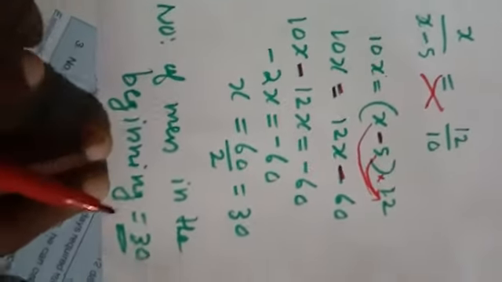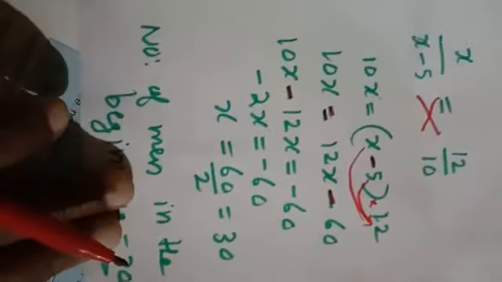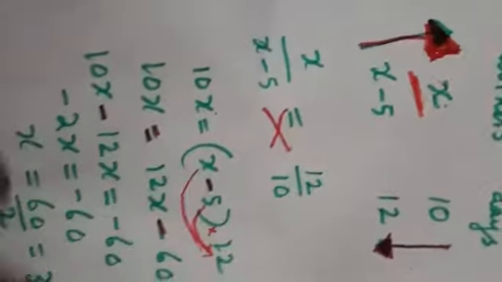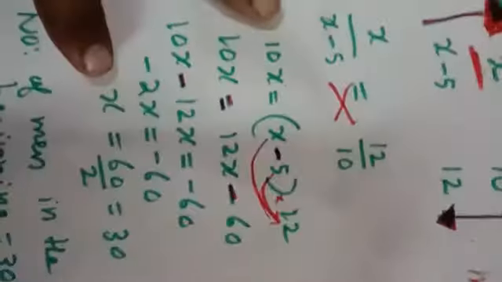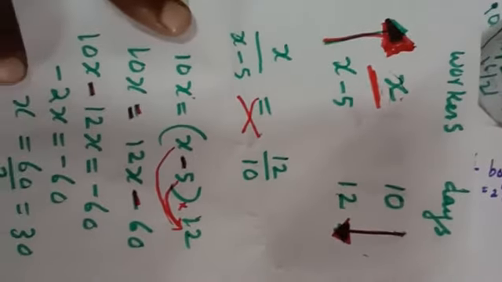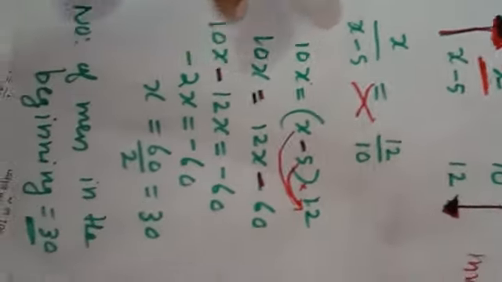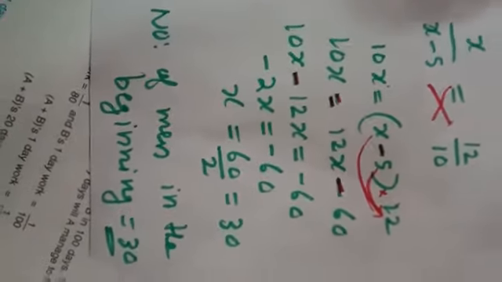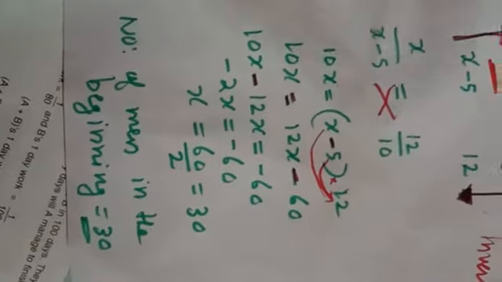30. So the number of men in the beginning is 30. The value of x is 30. Number of men at the beginning is 30.